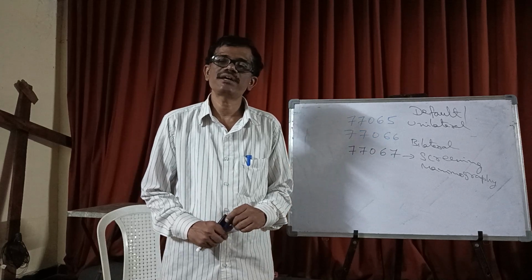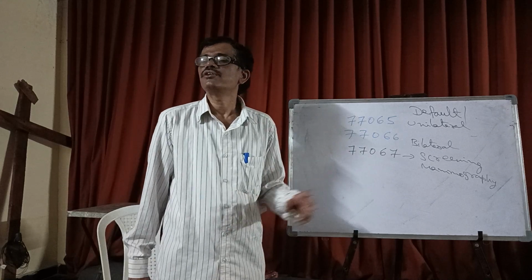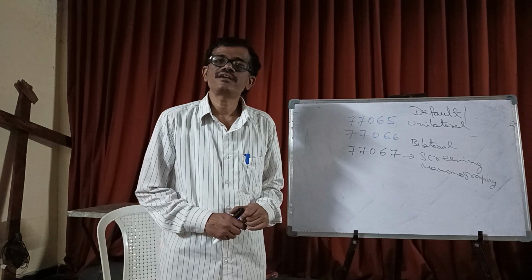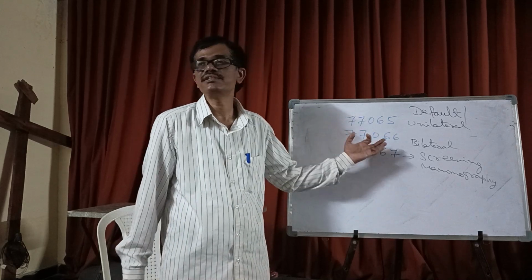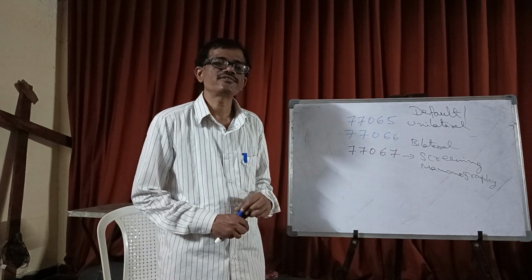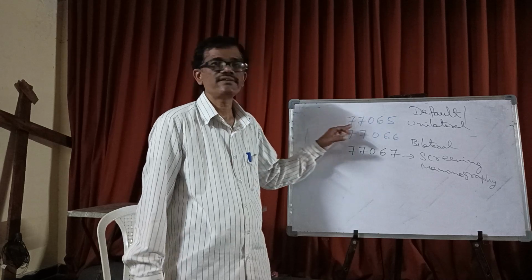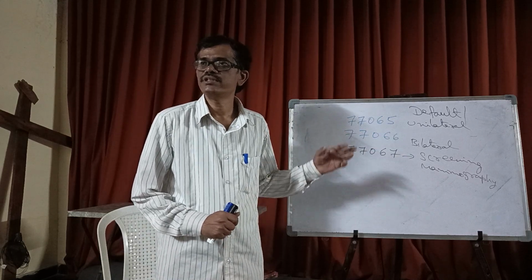77067 is the screening mammography. A word 'screening' should be there, otherwise you always take the default, which is 65. If they say bilateral, that is also diagnostic, which is the default. When they say bilateral, which number do you give? 66, because the diagnostic mammography is the default. That's why I have to choose 77066. Okay, are you clear, all of you, with this?